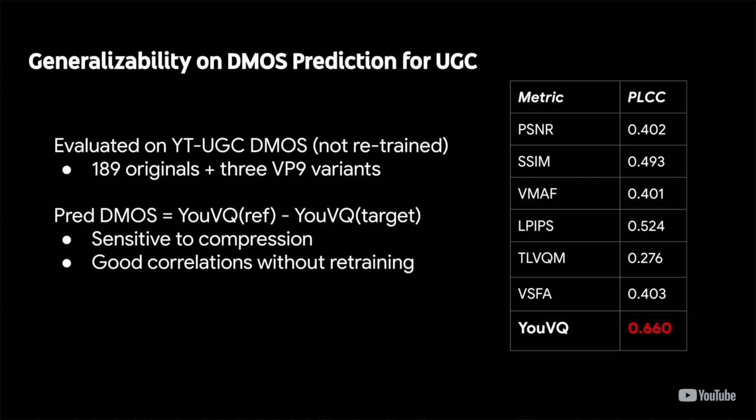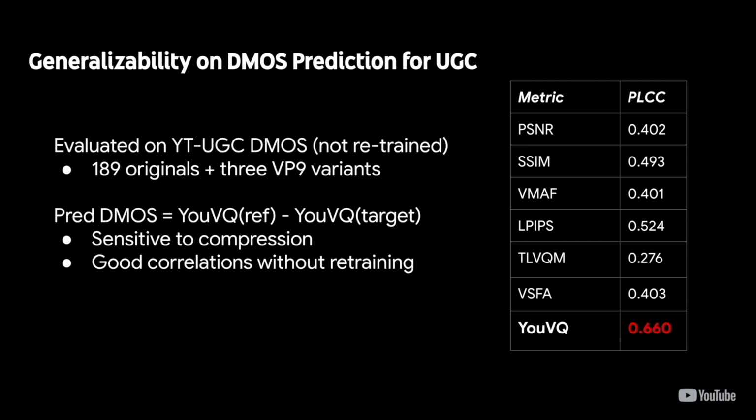YouVQ can also be used as a reference metric by running YouVQ on both target and reference videos, and then taking their difference. Here we evaluate its performance on the YT-UGC DMOS dataset. Again, YouVQ achieves much higher correlation than all other metrics, which shows good sensitivity to video compression. Now we can see the single quality score provided by YouVQ has good accuracy and generalizability.